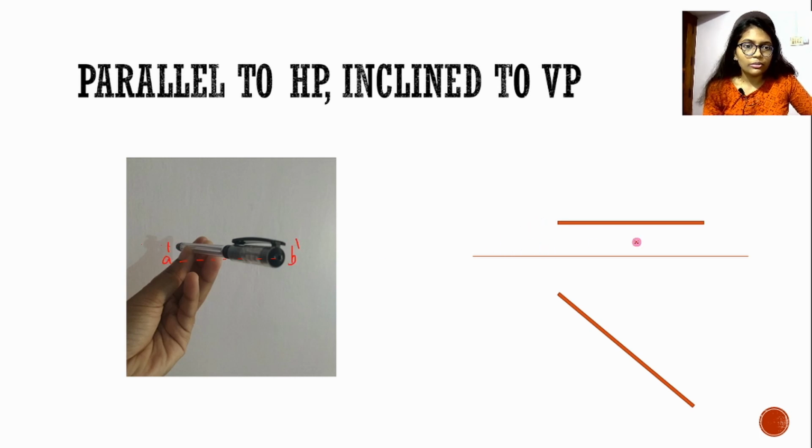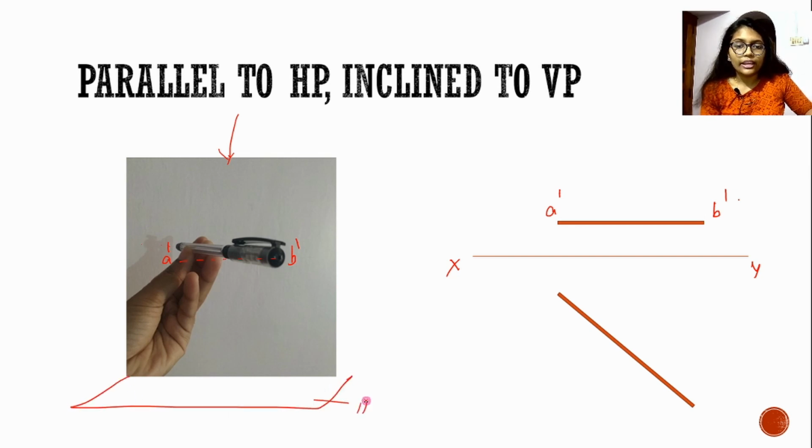So the front view is drawn above your XY line. Here comes your A dash and here is your B dash, and when you take a top view, you can see the true length of the pen, because the pen is now kept parallel to HP. So you can get the true length. So here comes your A and this is your B.